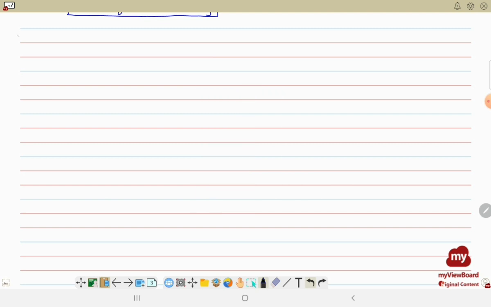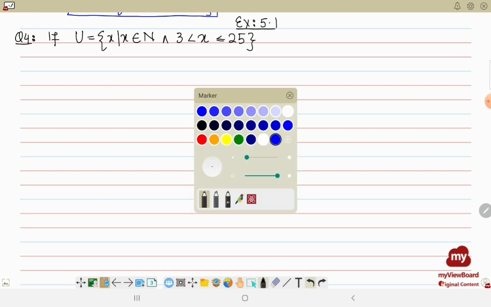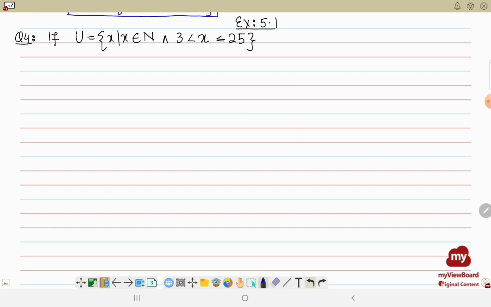Okay, question number is 4 from exercise 5.1. Okay, let me write down the question. If U, now it is the universal set, U is equal to x such that x belongs to natural numbers, and now the natural numbers from where to where, they have given us the range: 3 is less than x is less than or equal to 25. Right? Now what we are going to do, we'll be making a list of all the elements which are in the universal set.